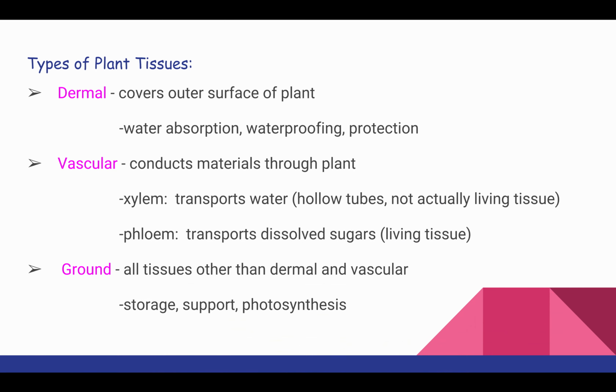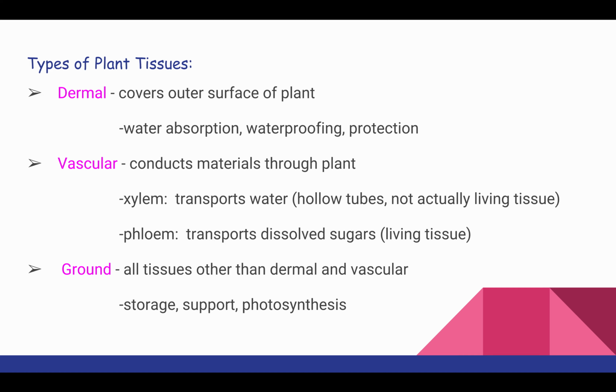Plants have tissues as well, and there are three types of plant tissues. There's the dermal tissue that covers the outer surface of the plant. This would be analogous to our epithelial tissue in humans. Dermal tissue is important for waterproofing, for preventing water loss, for protection of the plant.